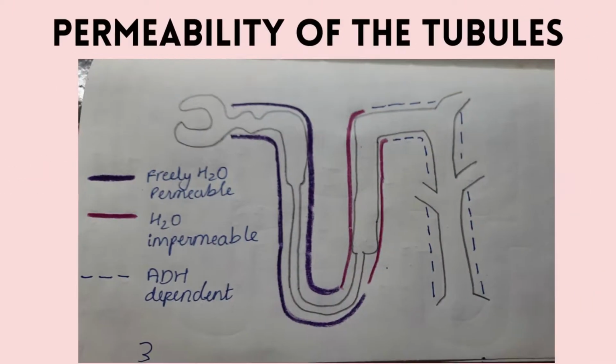The proximal convoluted tubule and the descending limb of the loop of Henle are freely water permeable, while the thin part of the ascending limb of the loop of Henle and the thick part of the ascending limb of the loop of Henle are water impermeable, whereas the rest, that is the distal convoluted tubule, the collecting tubule, and the collecting ducts, are all dependent on ADH. Their water permeability is dependent on ADH, and we will correlate this in a short while.